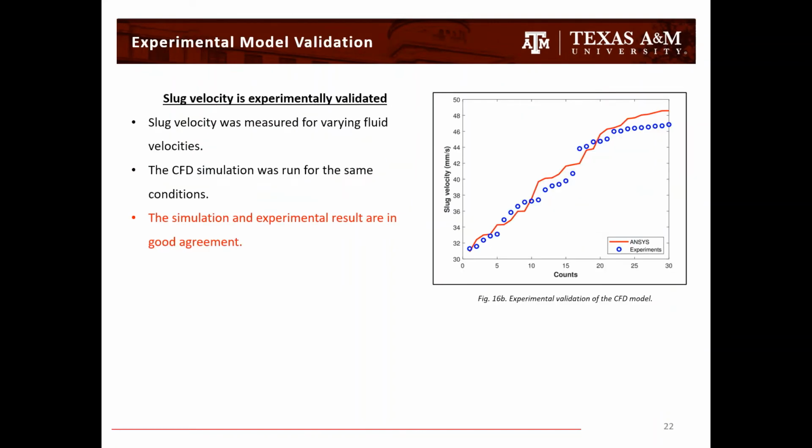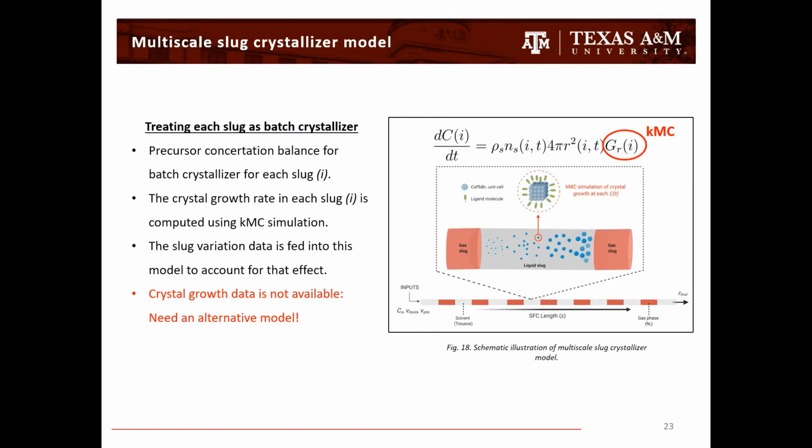We finally validated our simulation model with experiments for the same geometry, and we realized that they are in very good agreement with each other, as you can see from this graph. Finally, now that we know how the slug formation occurs, we need to model the crystallization. Since I told you that each of these slugs can be considered as a batch crystallizer, we write the concentration balance considering a batch system for each of these liquid slugs.